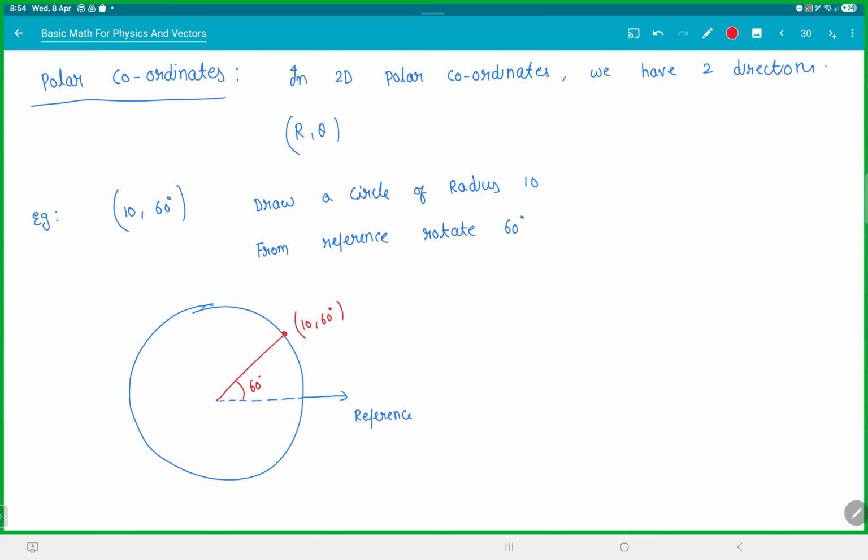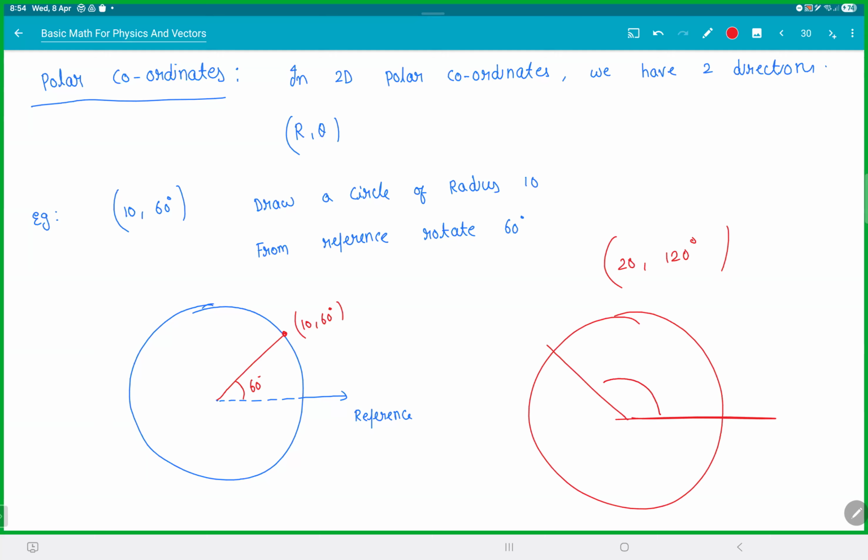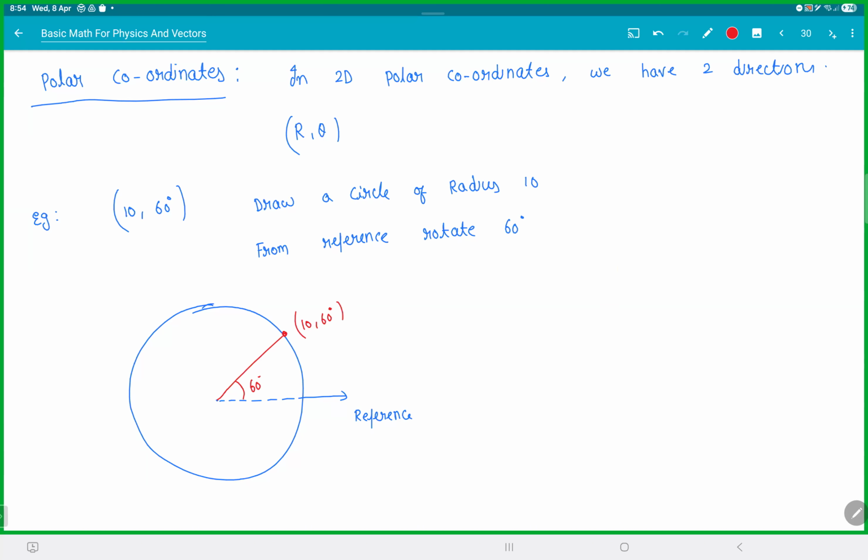Did we find the address? So if someone says 20, 120 degrees, the meaning of this is draw a circle of 20. From the reference line, rotate 120 degrees. So from here, you always have to rotate anti-clockwise. This is the location of the point. That's your address. Is that making sense, everyone? So end of the day, it is just a way of locating a position. So that is the meaning of r comma theta, right?